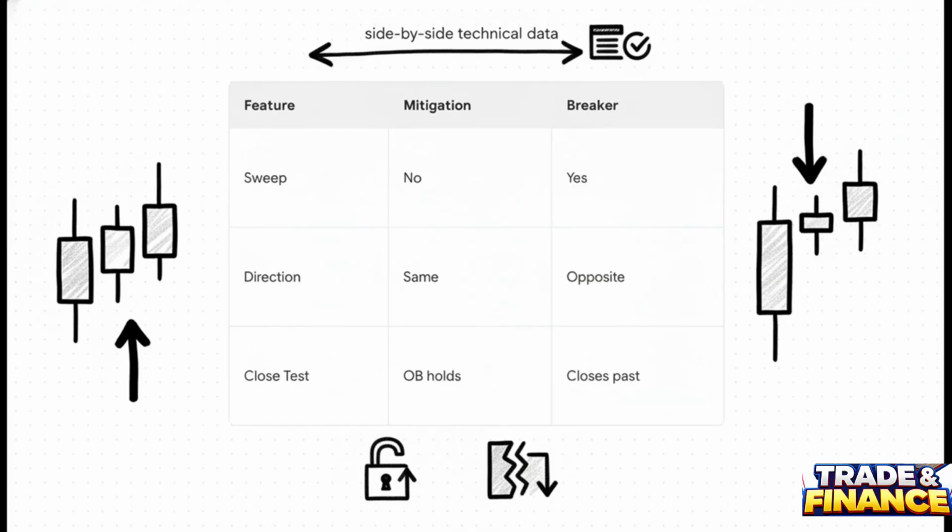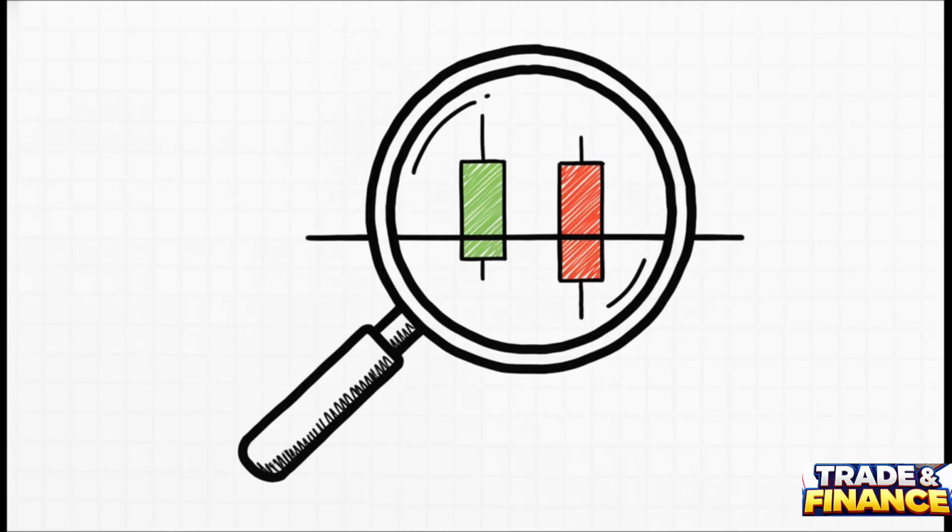Let's just walk through this side-by-side technical data. If you take notes, this is the cheat sheet you're going to want to remember. Notice that a mitigation block has no initial liquidity sweep, right? But a breaker block does. The trade direction for a mitigation is the same as the original order block. For a breaker, it's the exact opposite. And finally, the body close test. In a mitigation block, the order block extreme holds, whereas in a breaker block, the price body actually closes past that extreme. I really want to emphasize this point right here. The body close diagnostic is quite literally everything.